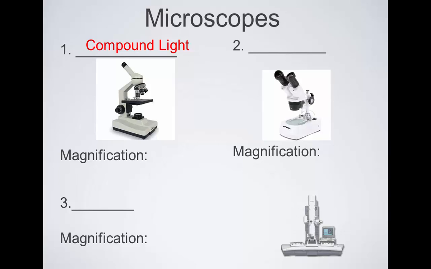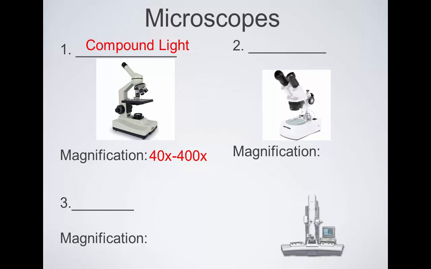The compound microscope uses, obviously, light to create an image, and it's called compound because it has multiple lenses that magnify the image. The microscopes we use can give us a magnification of between 40 and 400 times. So that means when you look at an image in the microscope, what you see is 40 times larger than the actual size, up to 400 times larger than actual size. So that's how much magnification our microscopes give you.